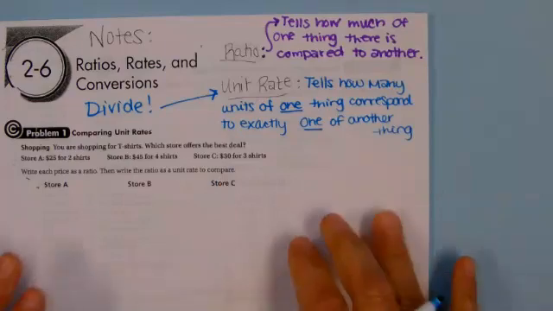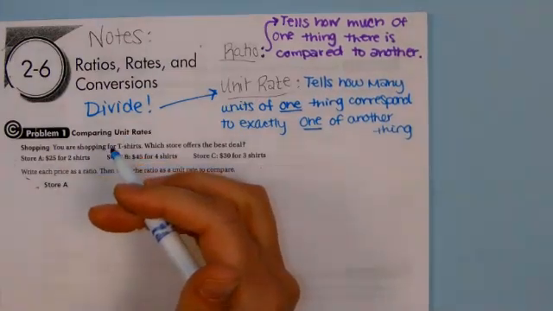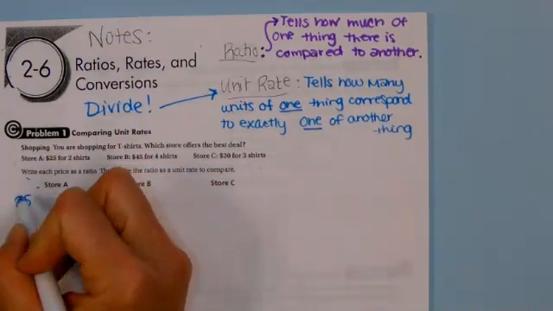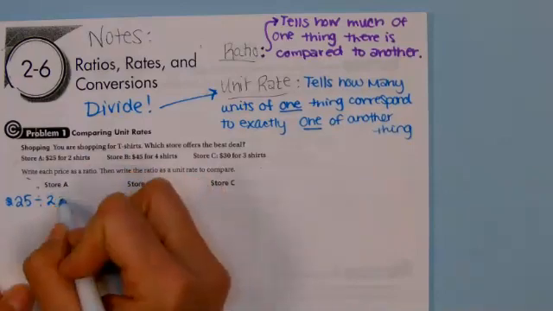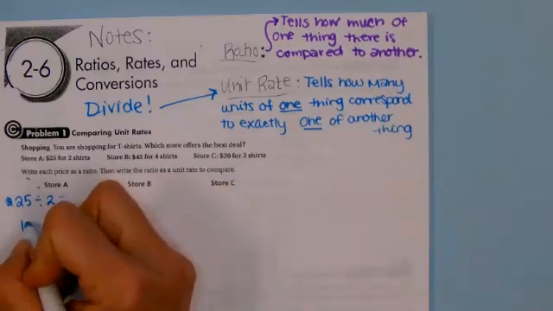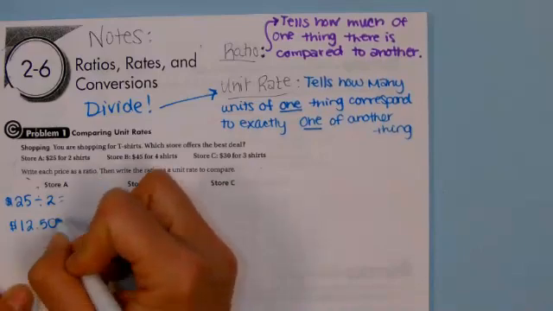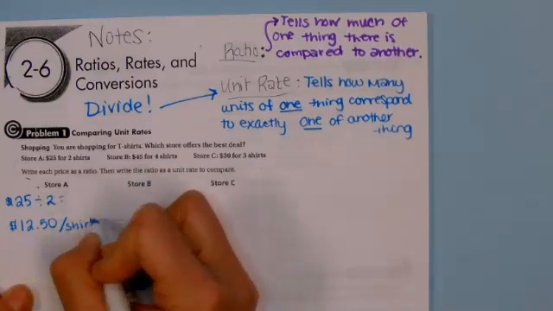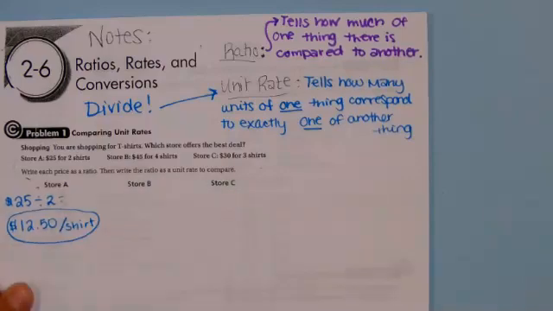For each one, though, right? So this is called finding the unit rate, to find out how much there is for one. So store A, you would do $25 divided by 2 shirts. And what do we get? Which in money is $12.50. And then we say that like this. We would say per shirt. That's a unit rate because a unit rate is always per one of something, right?